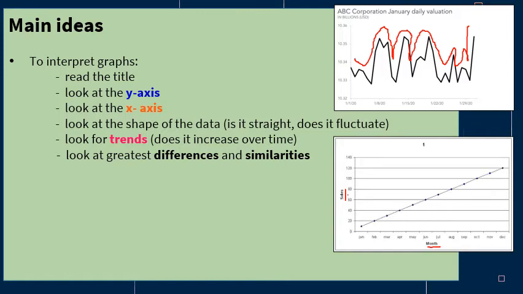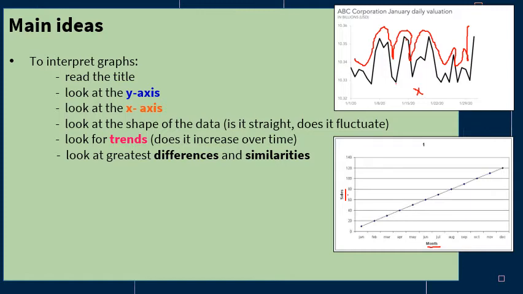Then we want to look at trends. For this one, the trend might be that it fluctuates. This top one here goes up and down. What are the time periods here? This is week by week. So it seems to go down in the middle of the week and then go back up at the end of the week. This one here, over time, the trend is linear. It's a straight line, so it increases over time.